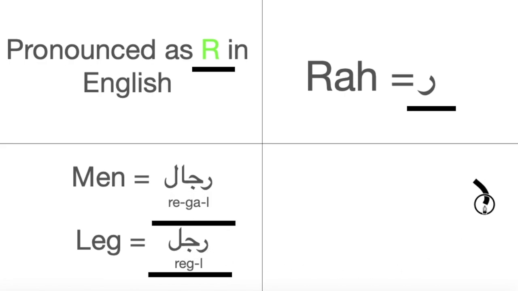How do we write Re? This way. It's more open than Dal or Zal. Re, pronounced as R. And that's how we write it down. This way.